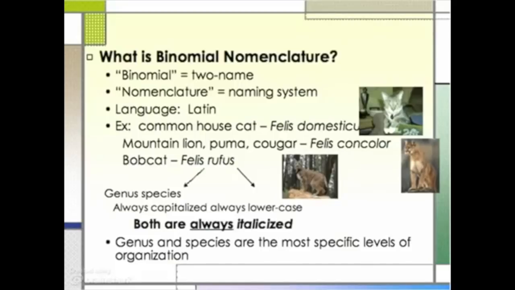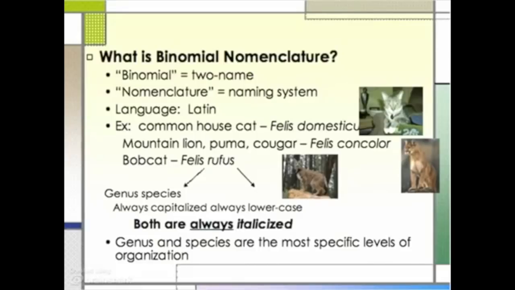The mountain lion, the puma, and the cougar are all grouped together in a group called Felis concolor. Felis, again, stands for cat, and concolor stands for the fact that it's pretty much a one-colored animal, so it's a one-colored big cat. And finally, Felis rufus for bobcat. Felis stands for cat, and rufus actually refers to the color of its fur.